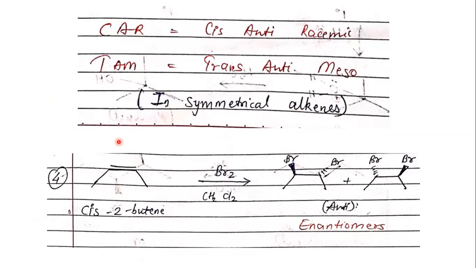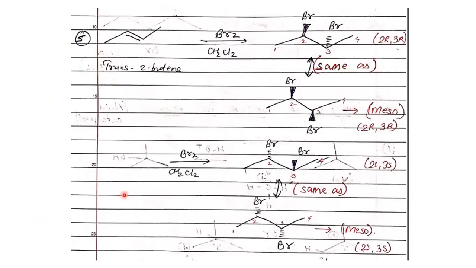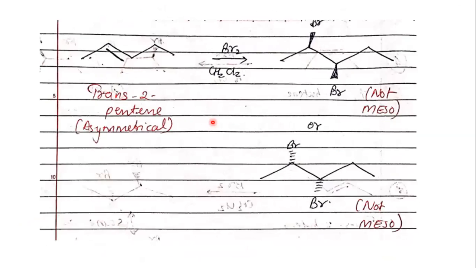This is a symmetrical alkene. If I break down from here, again, this cis 2-butene is symmetrical. If I break down from here, again, this trans 2-butene is symmetrical. This rule, CAR and TAM, is only applicable to a symmetrical alkene. Now what I've taken is another example of a trans 2-pentene, but this is now asymmetrical. This is obviously trans, but it is asymmetrical.